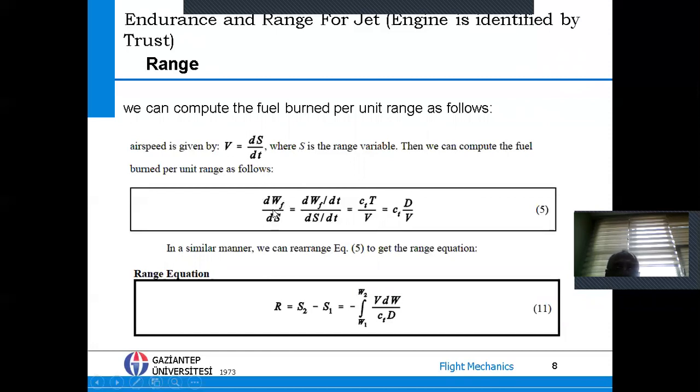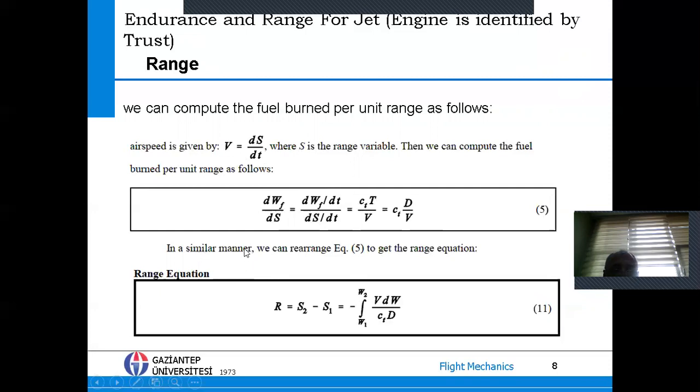This is the fuel burned per unit range, equal to dW. Here I will just include dt, here I include dt, and here include dt. So dWF over dt, over ds over dt. This one here, I have seen from the previous slide. This is equal to CT into T. ds over dt, this is speed, V. Okay, so also instead of T, I can use D, drag.